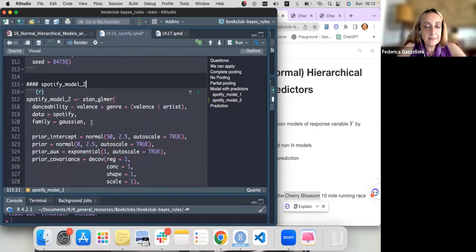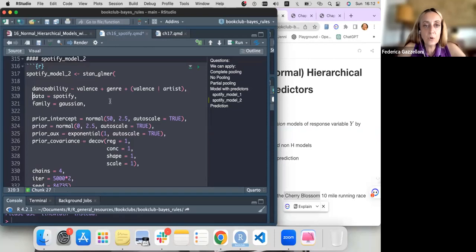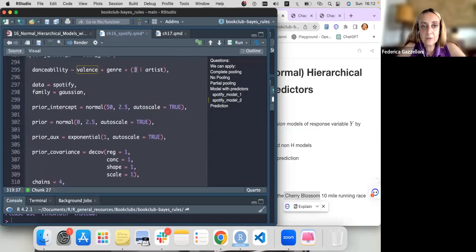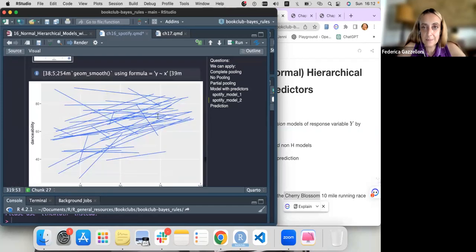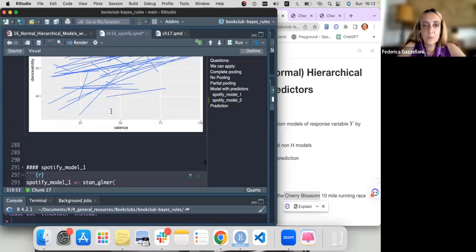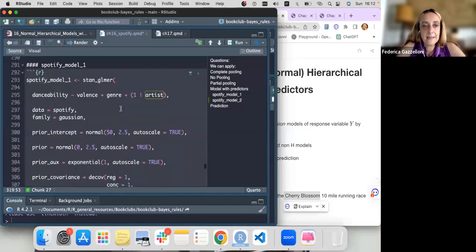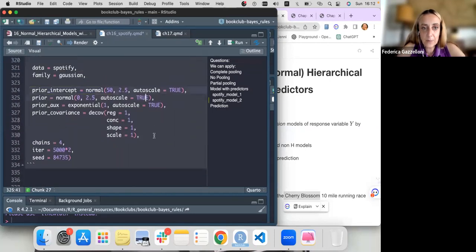And then we run a second model, which is, again, slightly different, because we want to look at a different intercept. So here we set the intercept to be one, while here the intercept is based on the valence and grouped by artist, with the same reasoning that we got here. So we want to catch this difference within the intercept and see what happens. The model is exactly the same as the one above, nothing changes.